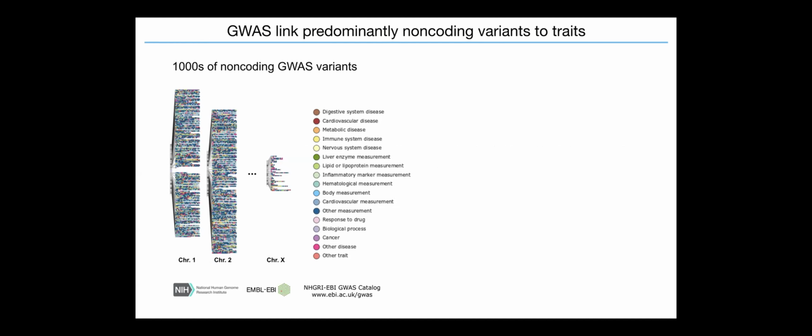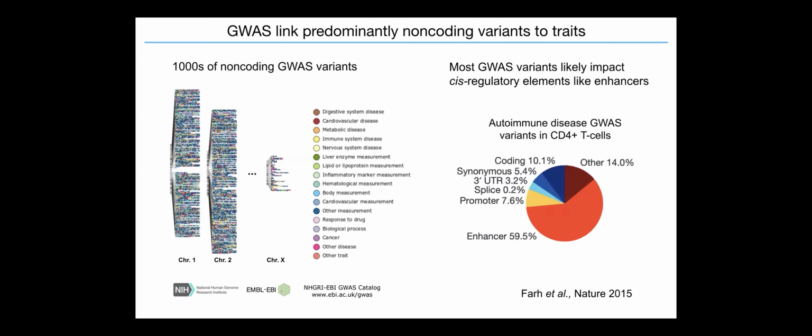As you are all aware, there are thousands and thousands of GWAS variants that have been linked to various phenotypic traits, including disease risks. Most of these variants are in fact located in the non-coding part of the genome. Studies have, for instance, found that autoimmune disease GWAS variants are predominantly located in enhancer-like elements in CD4 positive T cells, showing that we can expect variants to impact gene expression programs through perturbing cis-regulatory elements such as enhancers. And of course, knowing that a variant is in an enhancer is already a good piece of information.